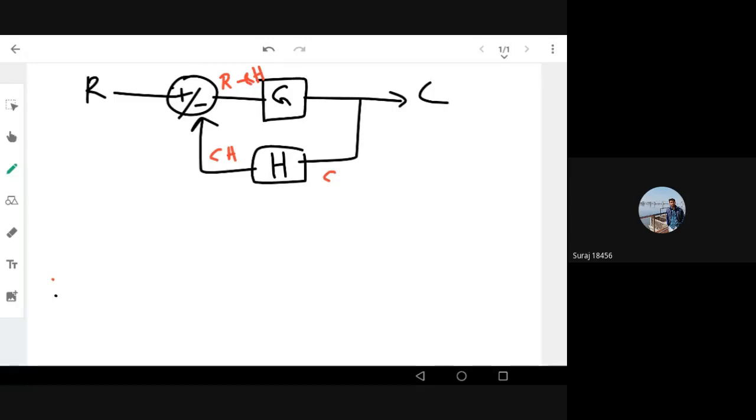So we can write C equal to, now what is C here? C equal to gain times R minus CH. This is C. Gain G times R minus CH. Right? R minus CH. Now what happens? This signal is C, which is G into R minus C, the output, into H, again into H.